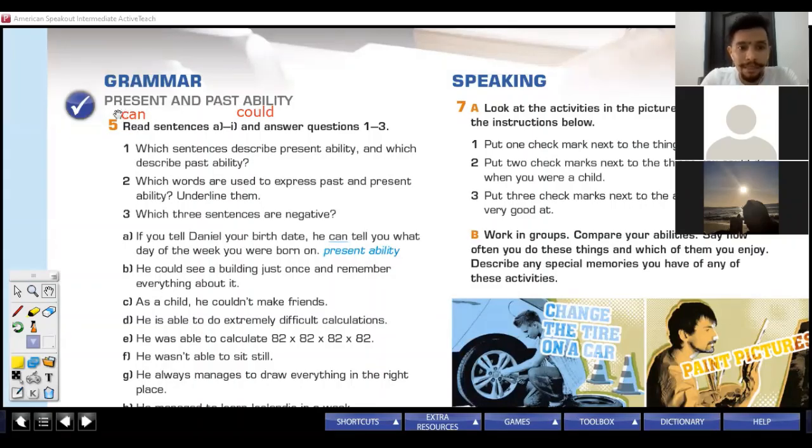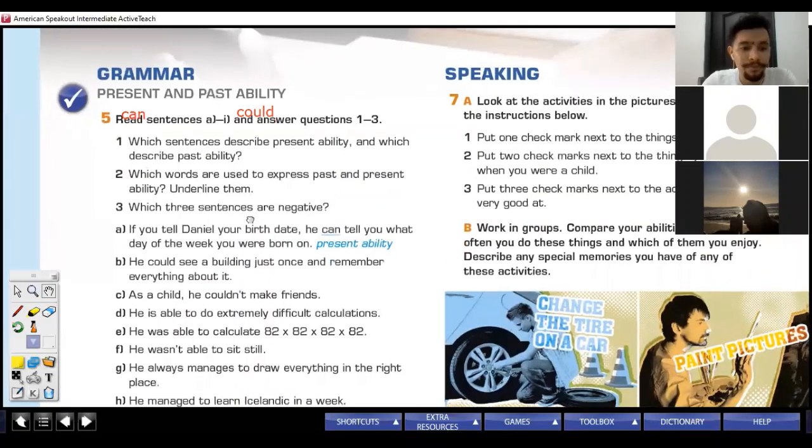For present abilities, we use can, and for past abilities, we use could, right? Great. So far, so good. But today, I am going to show you different expressions or different words to express abilities. Not only can, not only could, that are the ones that we normally use, but actually, I'm going to show you some others. So let's begin right here.